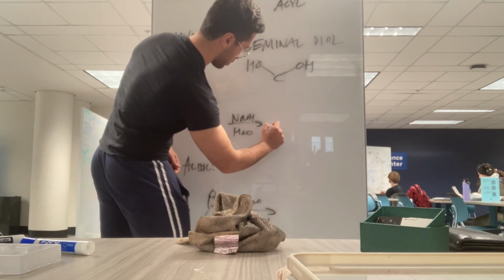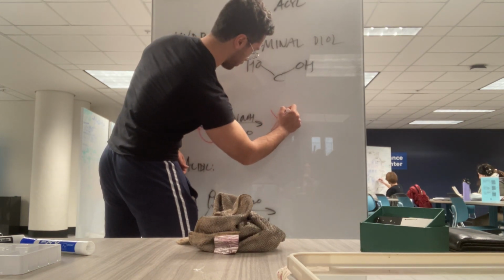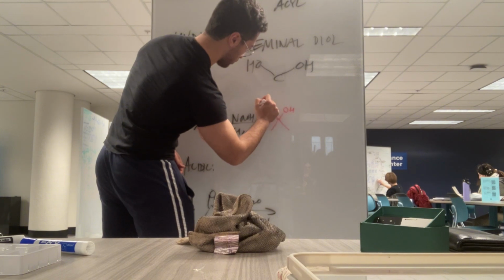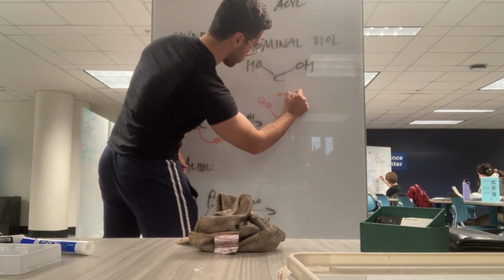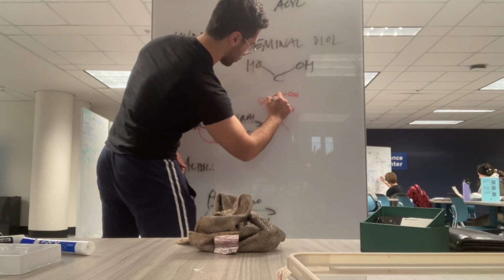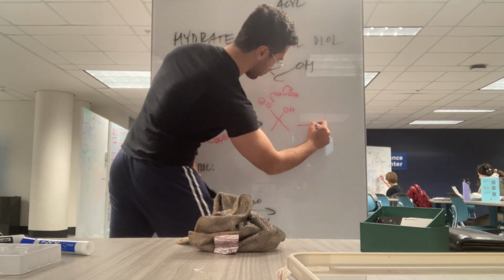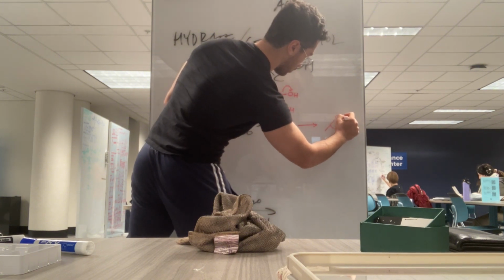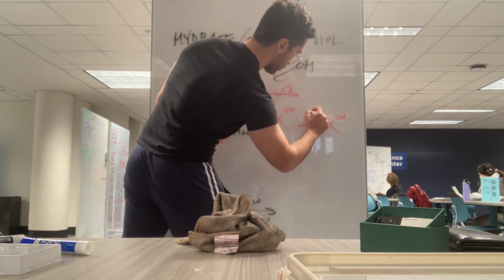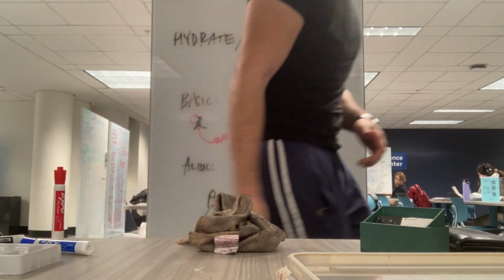And it's similar to the acidic case. Water can attack that right away, but we have to do something first. This would get protonated by the acid, making that a strong electrophile. And then once it's a strong electrophile, the neutral water can attack it, and then we deprotonate the water to get the hydrate.